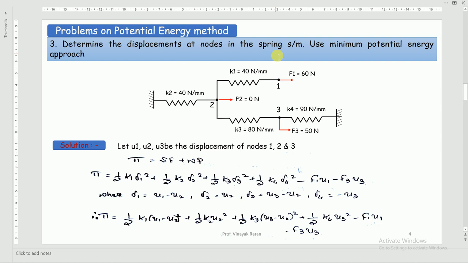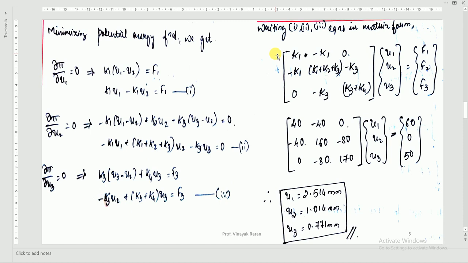40 into U1 minus U2 equals 60. 40 U1 minus 40 U2 equal to 60, right? Yes. Let me go to the next slide.